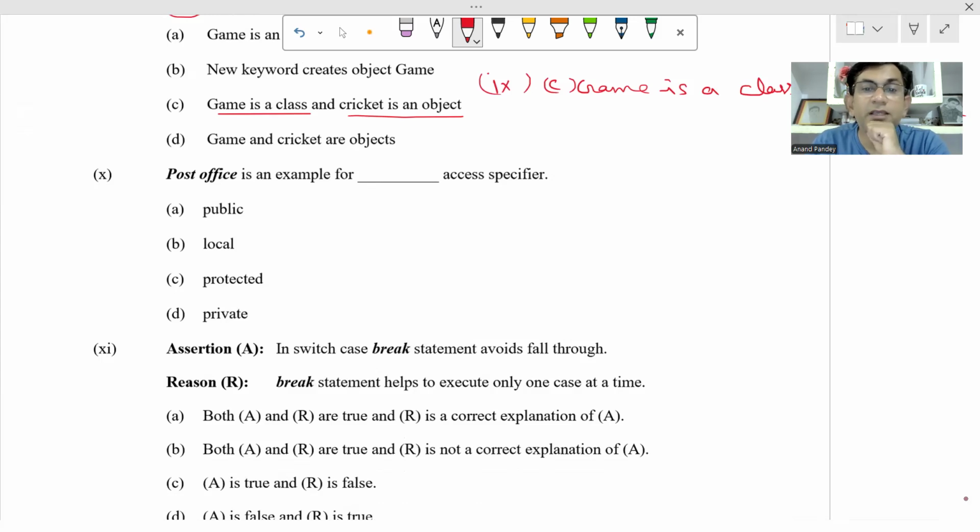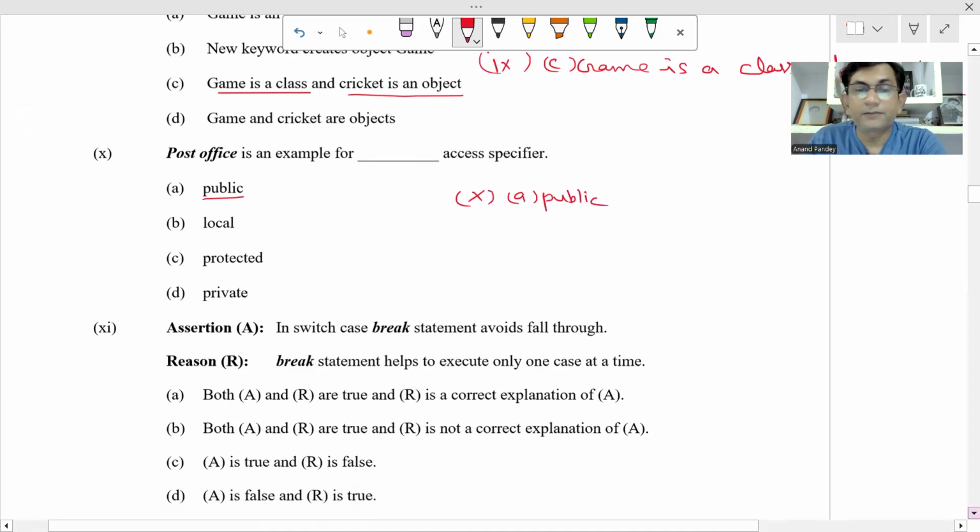Post office is an example of access specifier. Here the post office is for the public. It is publicly available for everyone. So the answer will be public, that is 10 A, public. Clear? Now coming to the next.